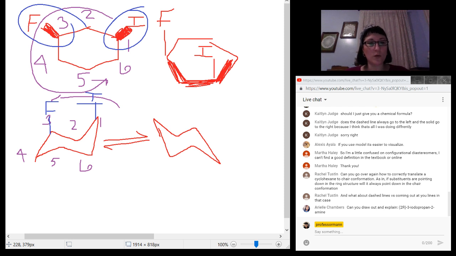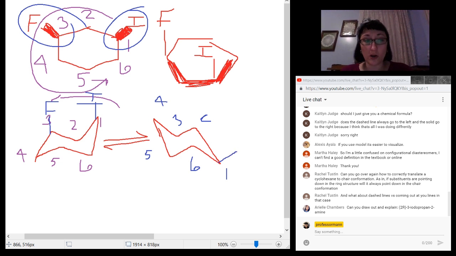Now notice when I have flipped this, right? Remember that when you flip a chair conformation, everything that was equatorial is now axial and vice versa. So now the iodine on carbon 1 is still in the up position, but now it's equatorial instead of axial. The fluorine on carbon 3 is still up, but in the equatorial versus the axial position, right? So that's how you translate those from one to the other.